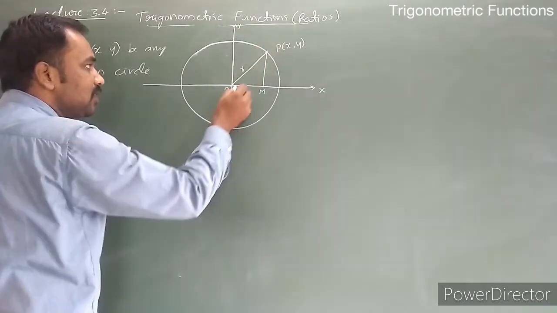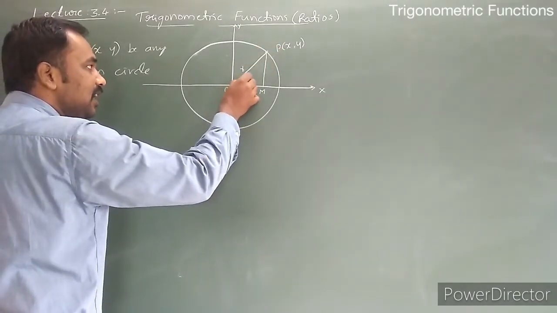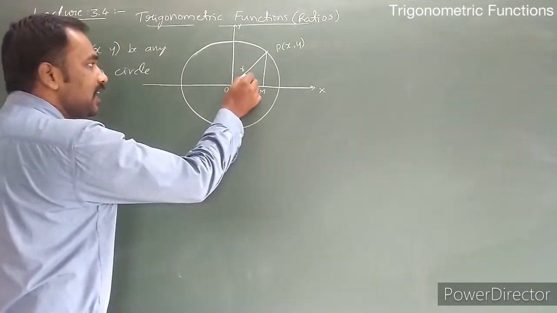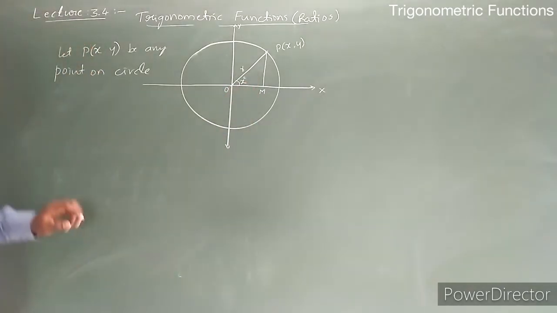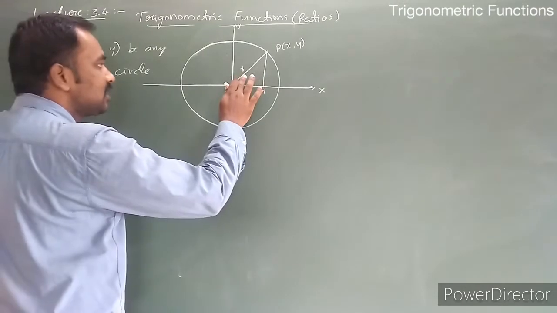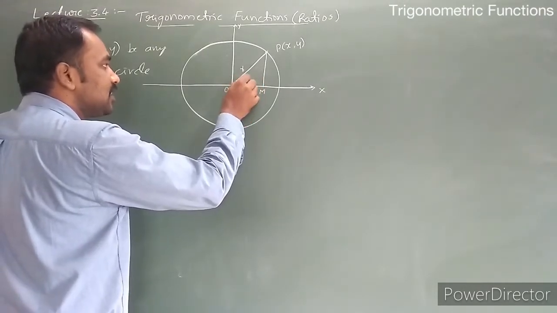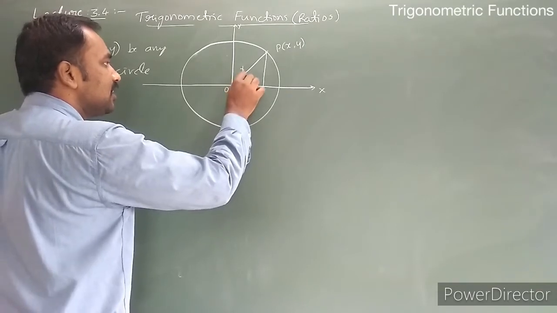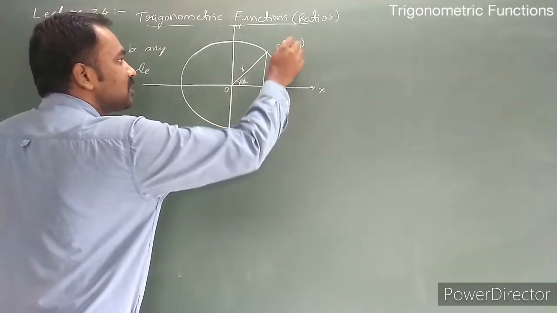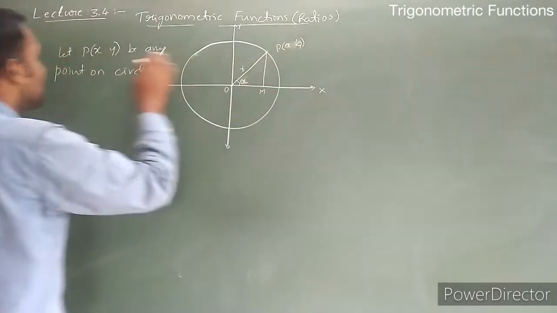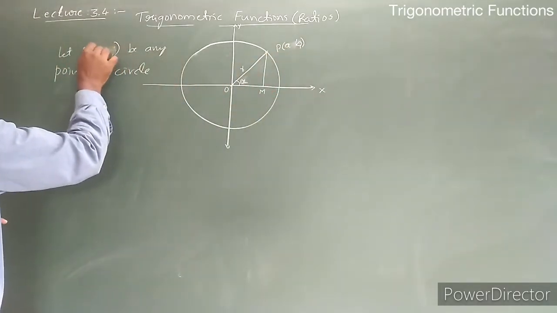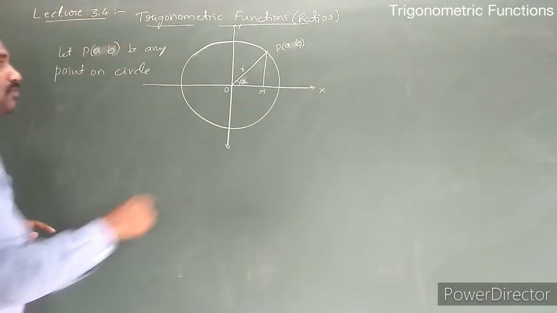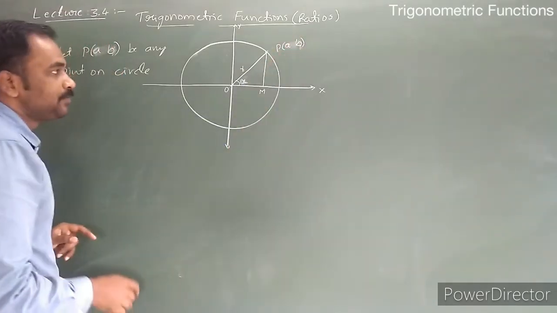Now this OP makes an angle at the center of the circle of x radian. Here I just change a little bit, or else it is theta radian. I take the center of the circle as x, y, and this point I consider as a, b.